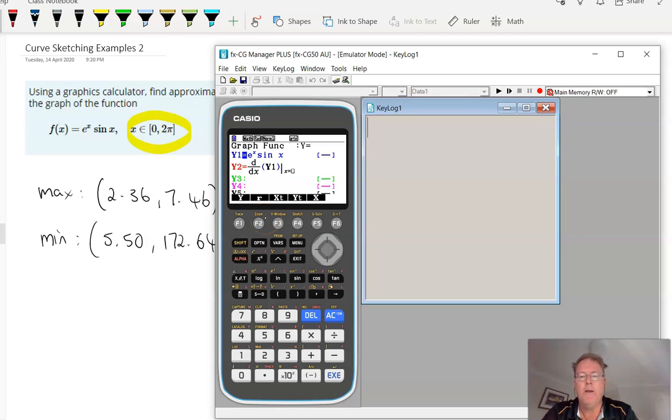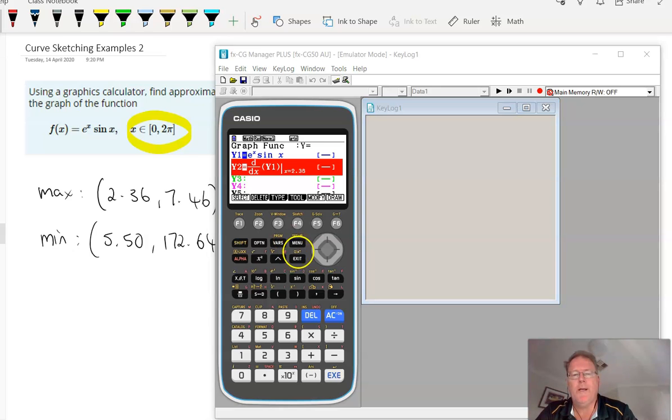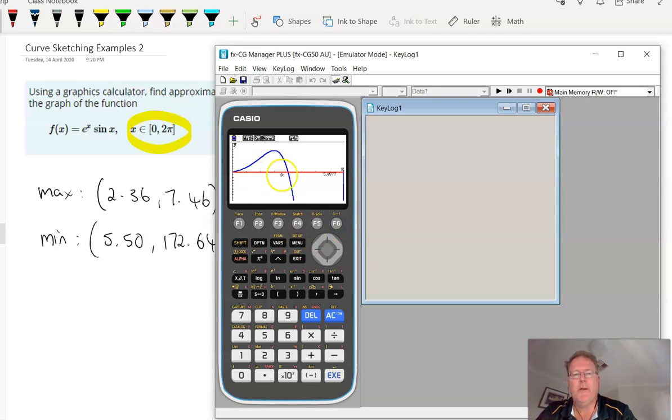So let's see what we can find. So we want to know the derivative at 2.36. Let's just have a look. Execute. Let's see what that does. Let's draw it. And that tells me the gradient is 0. So let's exit out of that. That's not exactly what I want. What that has shown me is that when I do draw it, I can see that the gradient is equal to 0 because that's what the graph gives me.